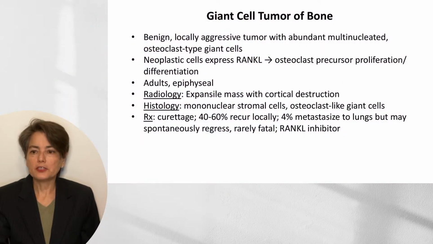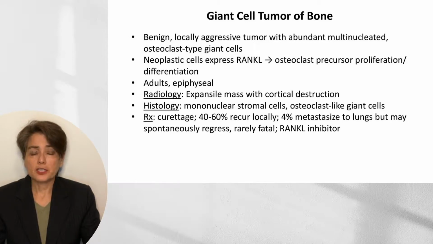Okay, so this brings us to our final entity, which is giant cell tumor of bone. So this is also a benign lesion. There are very, very rare instances of malignant transformation, so just go ahead and think of this as benign. It's locally aggressive, and it's really characterized by sheets of multinucleated osteoclast-type giant cells.